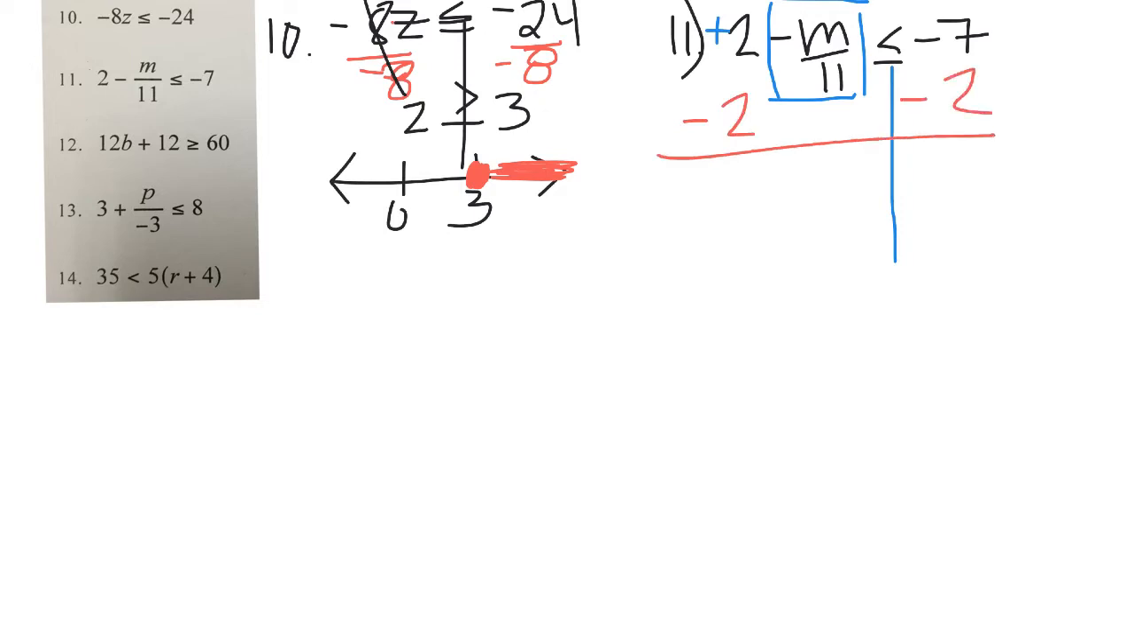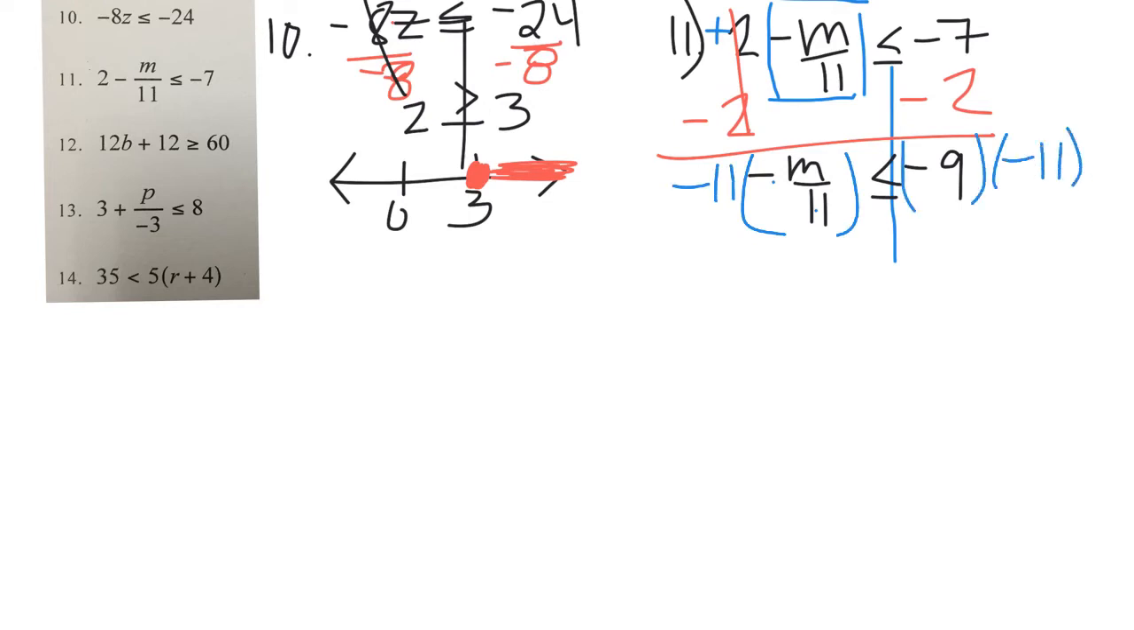Okay, I didn't divide or multiply, I'm just subtracting. So that zeroes out. I get negative m over 11 less than or equal to negative 9. And now I want to get rid of that negative and that 11 at the same time. So I'm going to multiply by negative 11. And I'm multiplying negative 9 by negative 11, and that is why my sign is going to change. M is greater than or equal to 99.